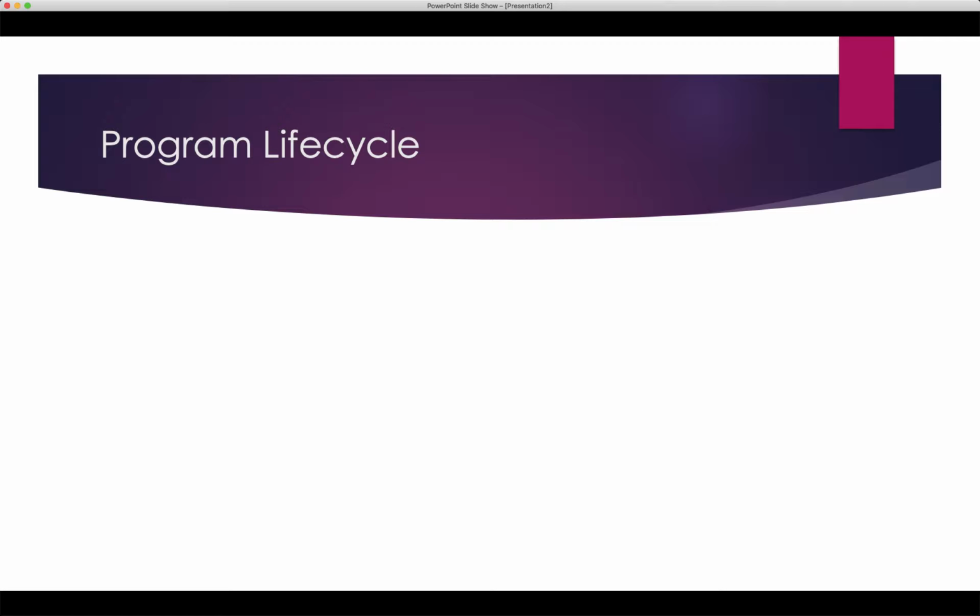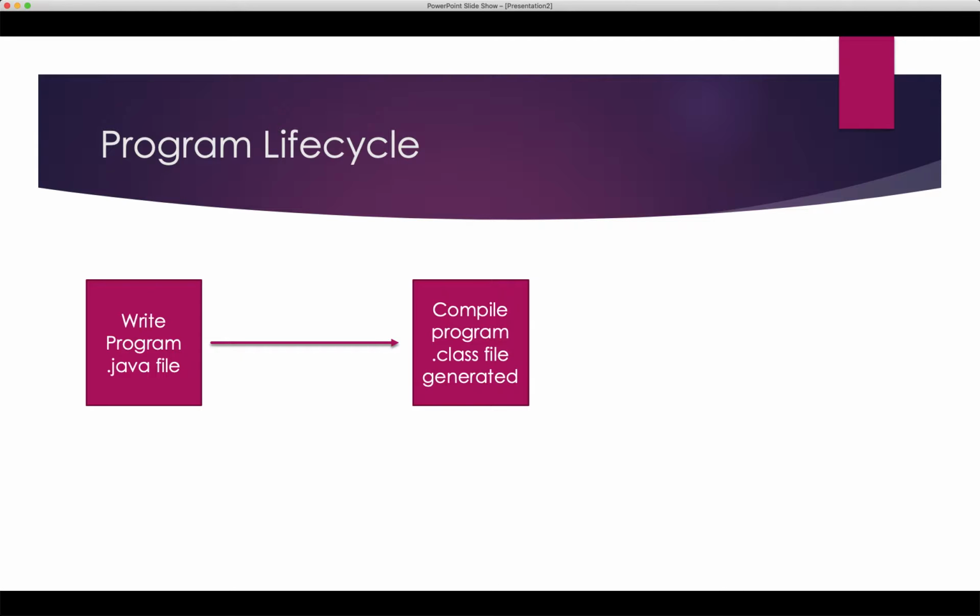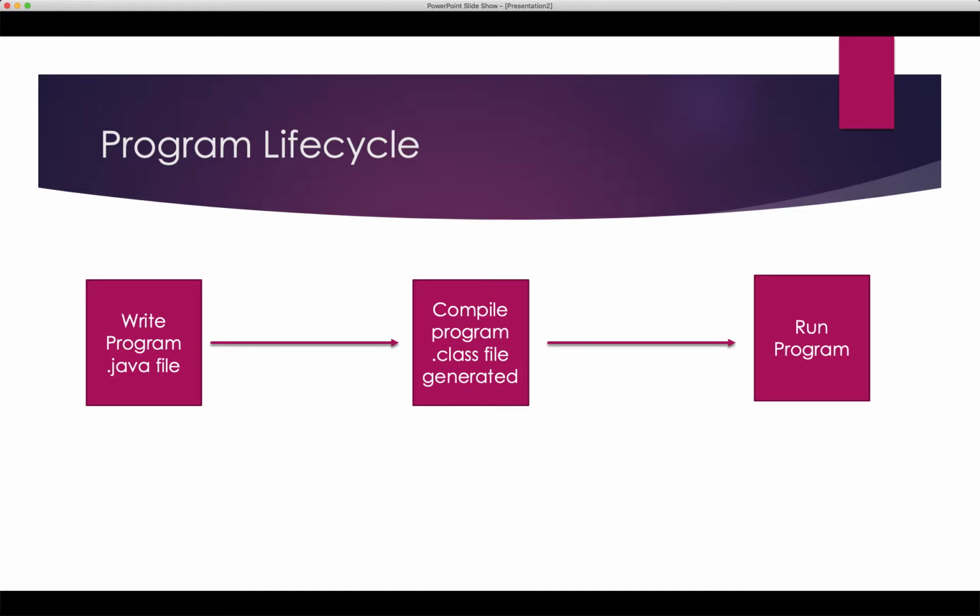So in order to understand polymorphism, I want you to understand a program life cycle. First of all, we write our program in a .java file. Then we compile our program. Once compilation is successful, a .class file is generated. Once our program is compiled, it has the capacity to run. Okay, so we run our program.